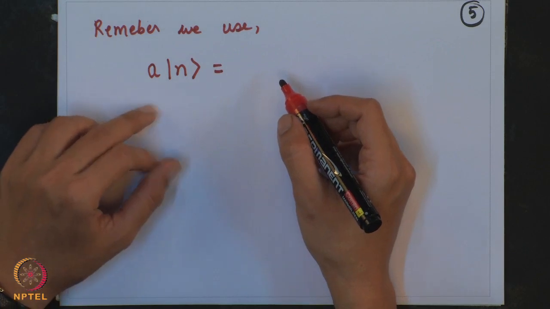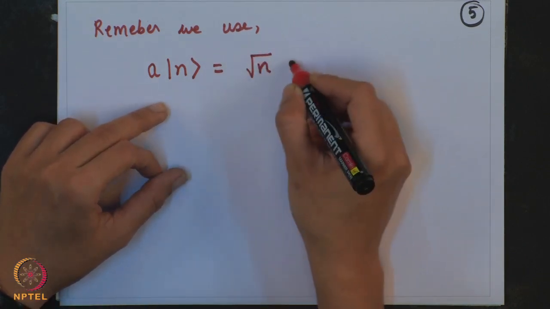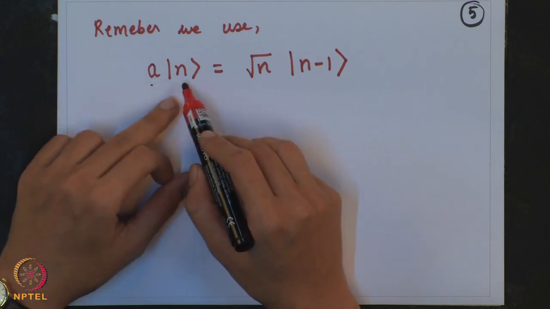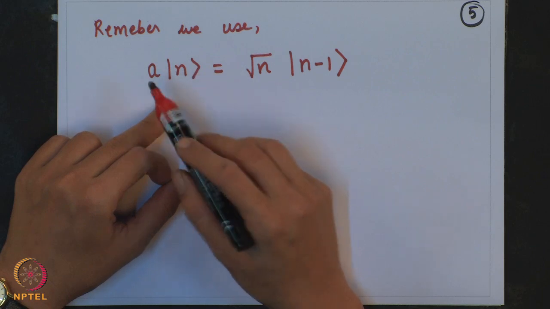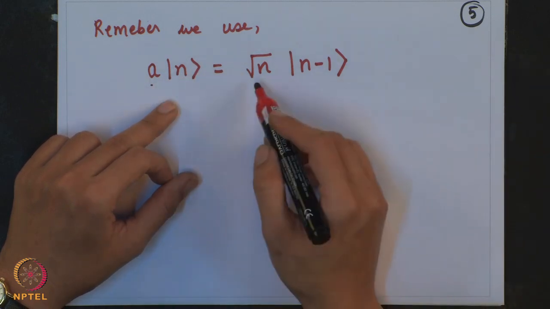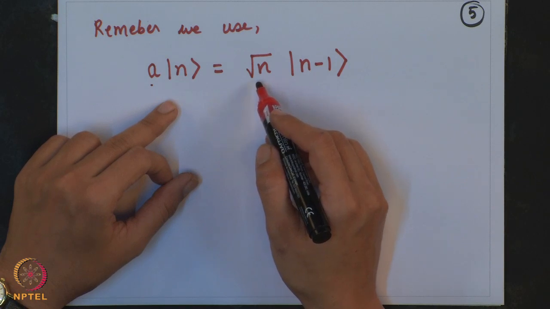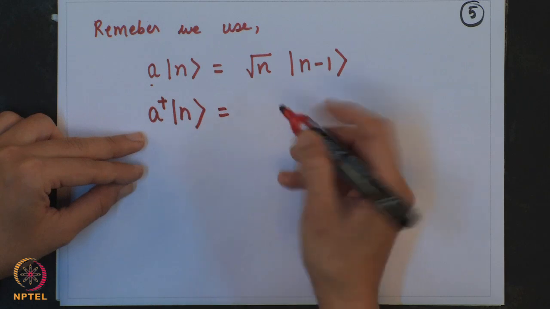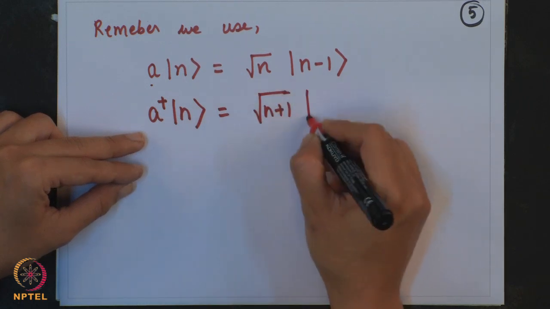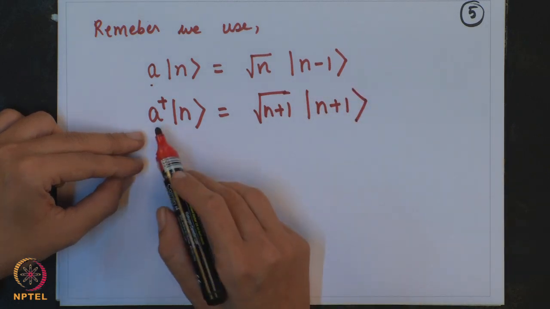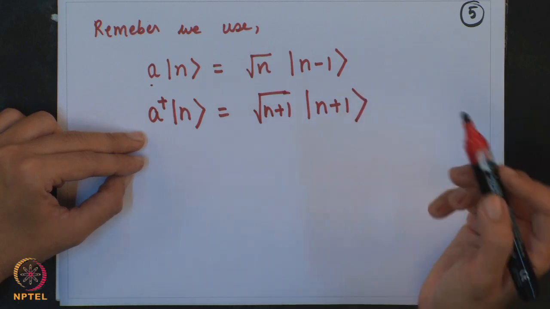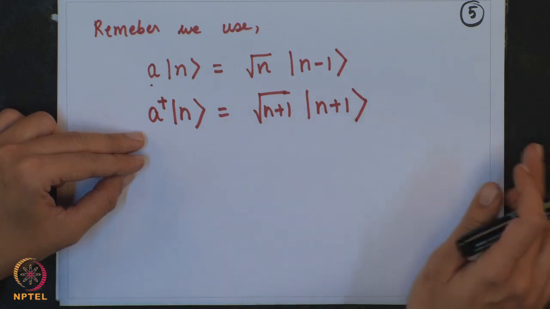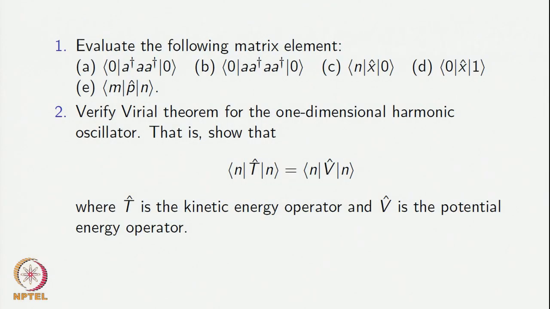When you operate A on n, you obtain the state n minus 1 with this factor. You have already seen this in your class and proved it in your lecture. So, A dagger operated on n would give square root of n plus 1 times the state n plus 1. A dagger takes the eigenstate to the next state n plus 1, with a coefficient of square root of n plus 1. This you have to remember. So, we have to use this.